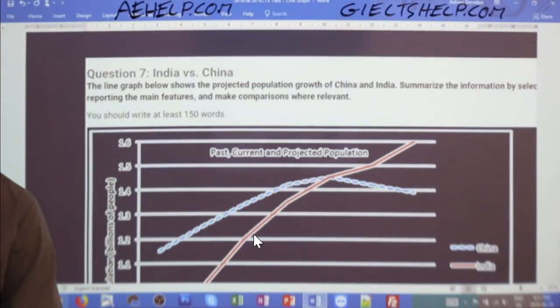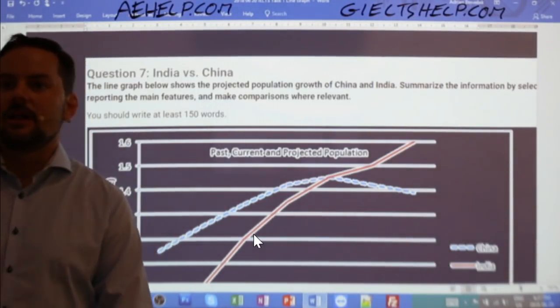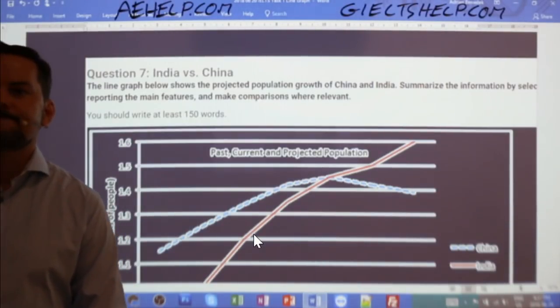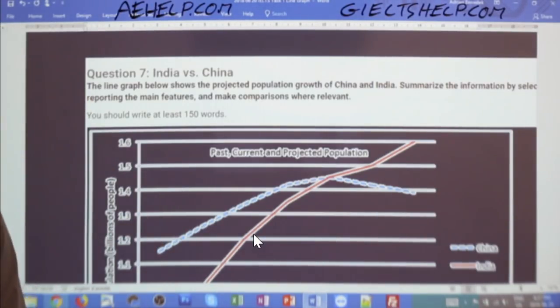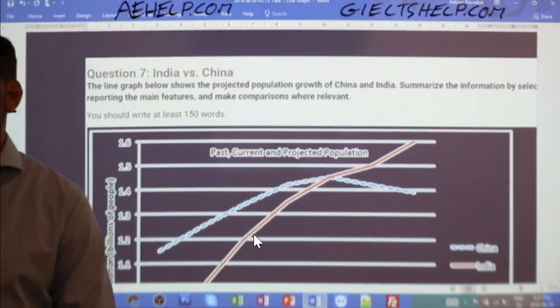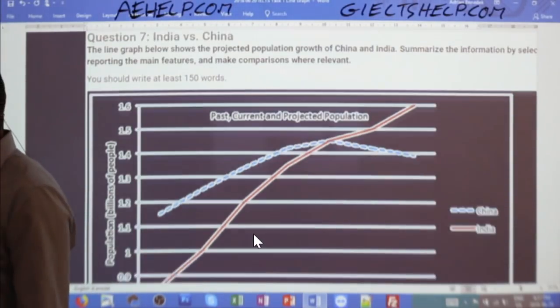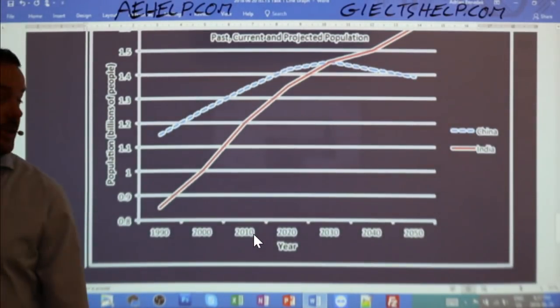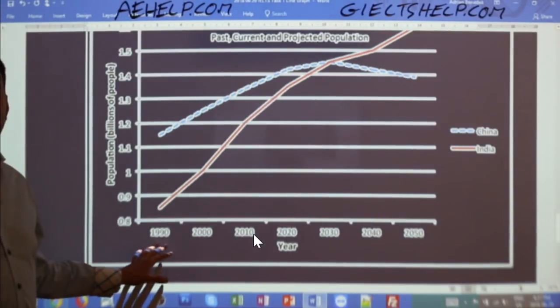All right, Jubilant says the line graph illustrates the increase in population between two countries, India and China. That's not bad. Manisha says the line graph depicts the expected development of population in two countries. Yeah. What can we say about China and India? Think about that as well. What does the word projected population mean? Also think about that.